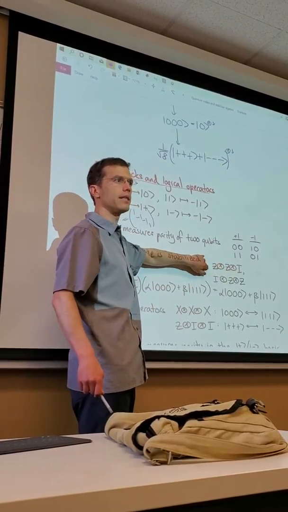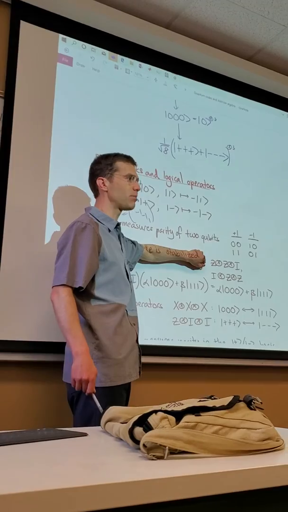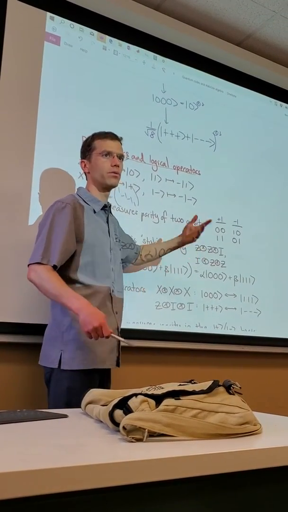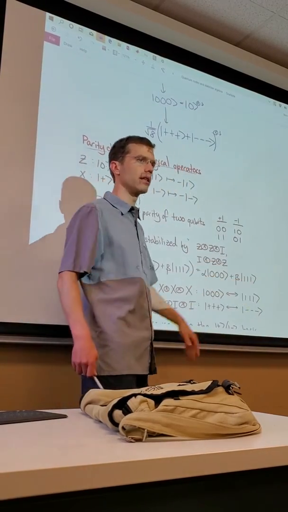And so it takes a state that's a plus 1 eigenstate of both of these, and the output after applying XXX is still a plus 1 eigenstate of both of these. So it takes the code space to the code space, and it actually operates non-trivially inside that code space, like this.